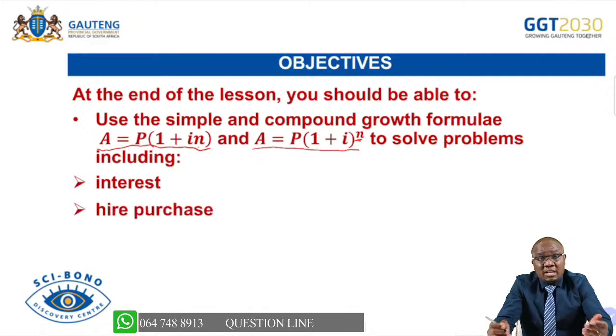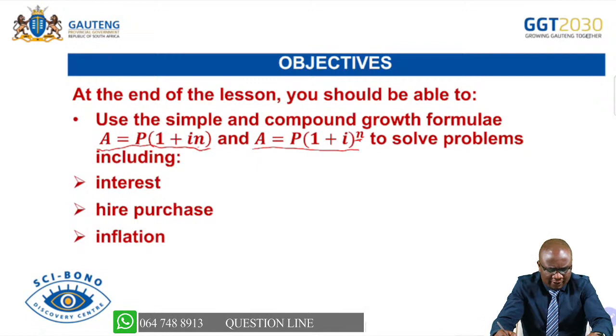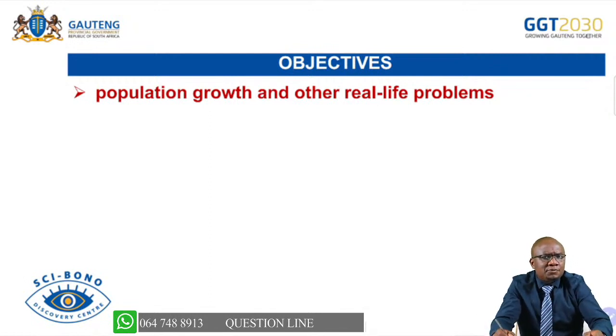And then different types of interest. We're going to talk about hire purchase. What is hire purchase? You're going to find out today. And then inflation. Maybe you've heard people talk about inflation. What is it? We're going to learn about that today. The other thing we're going to look at is population growth. How does the South African population grow? You've done functions in grade 10 and also in grade 11. How do we link that? The population growth, maybe some information from functions, and other real life problems.